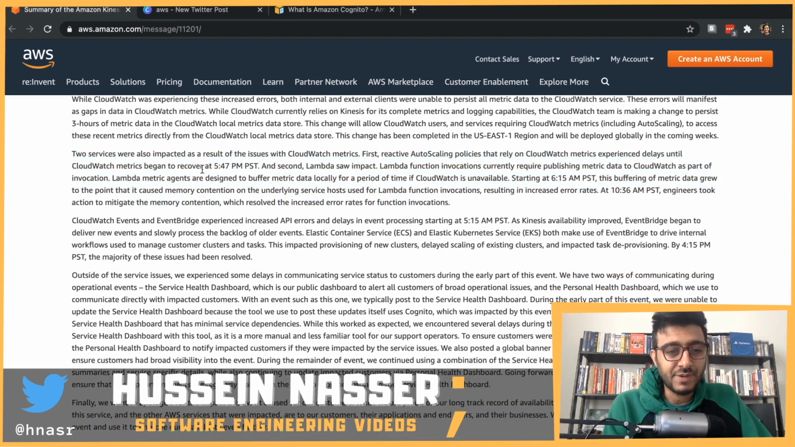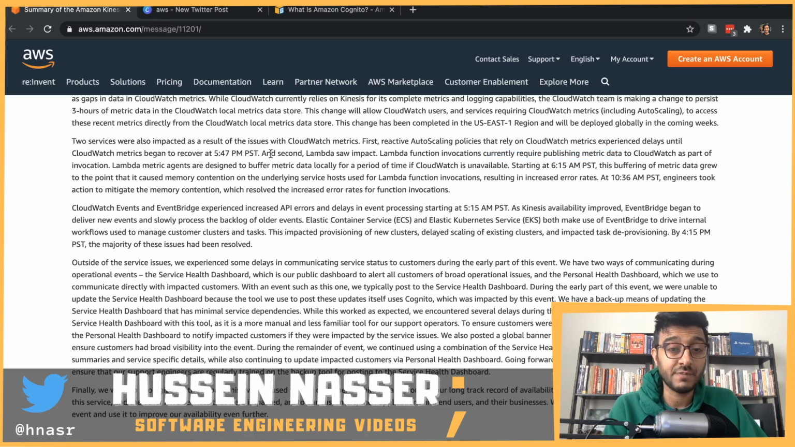Two services were impacted as a result of the issues with CloudWatch metrics. My God, look at this. It's a cascading chain. First, reactive auto-scaling policies that rely on CloudWatch metrics experience delays until CloudWatch metrics begin to recover. So auto-scaling policies are dependent on CloudWatch, which depends on Kinesis, which depends on their internal architecture, the front end. And once something fails, all of the other dependencies just cascade and fail.